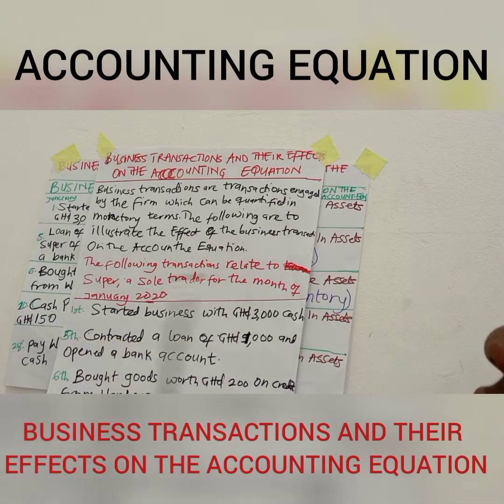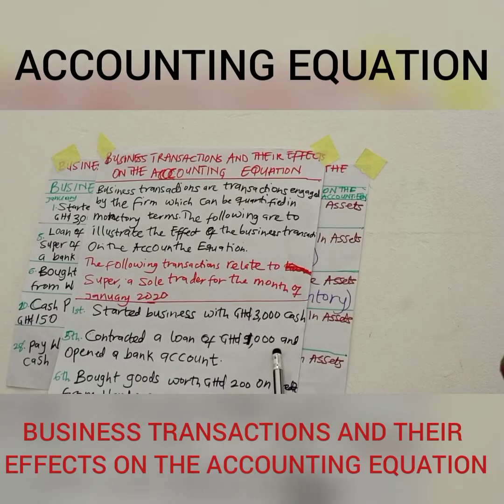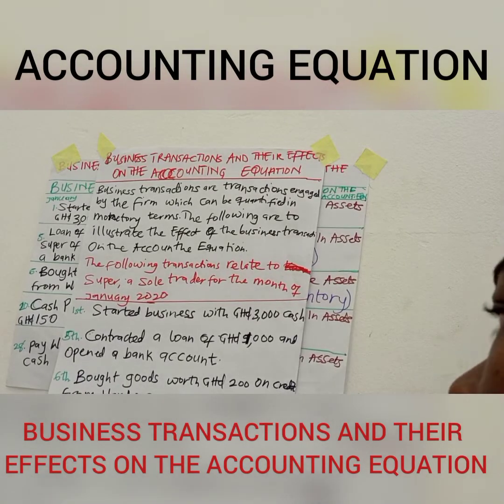So the following transactions relate to Super, a sole trader, for the month of January. This is the transaction she did for the period. On the first, she started a business with 3,000 Ghana cedis cash. She brought cash into the business. So how do you record that? We will look at that. On the fifth, she contracted a loan of 1,000 Ghana cedis and then opened a bank account.